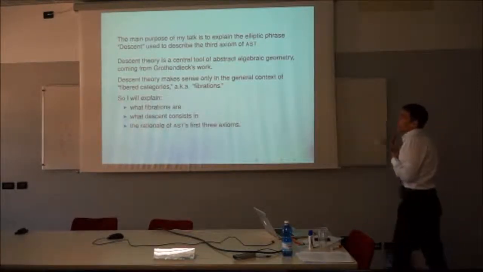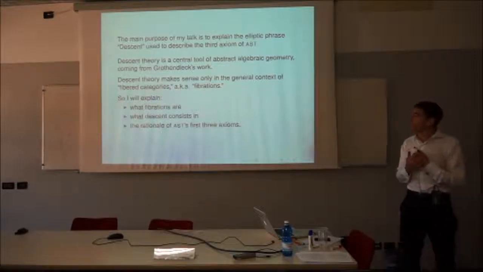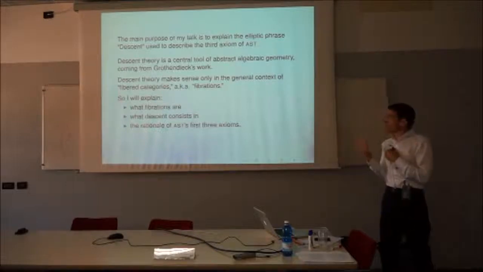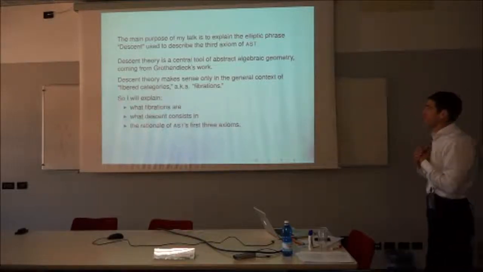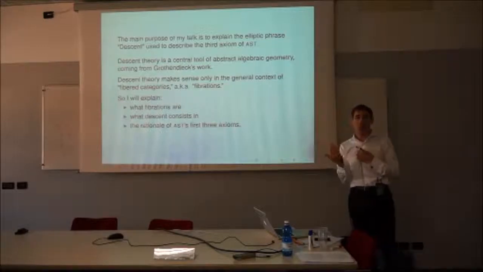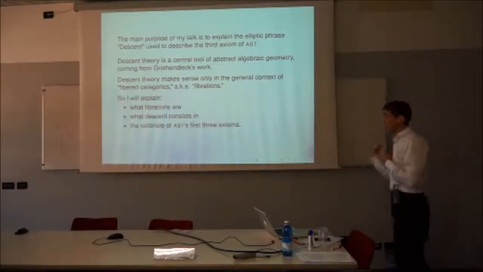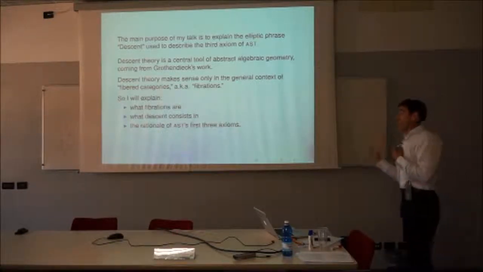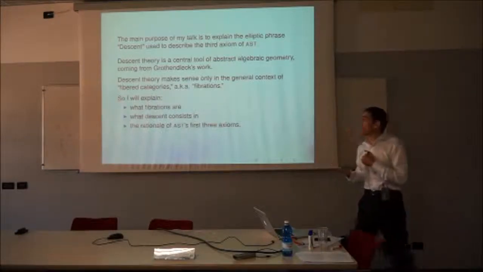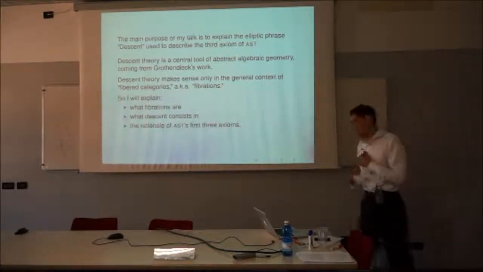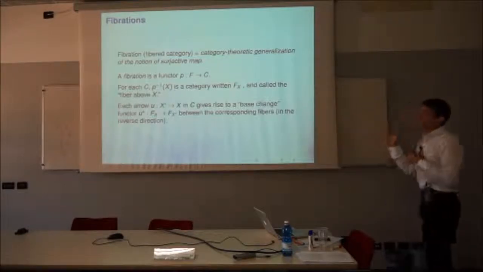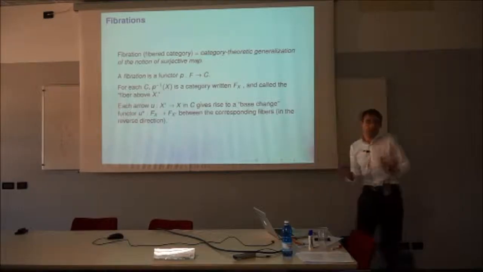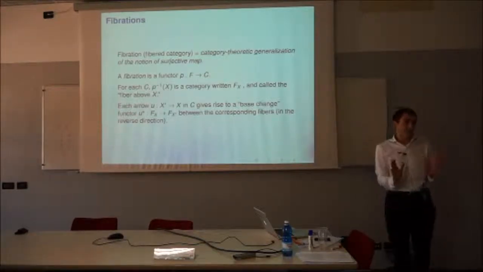So descent theory is a central tool of abstract algebraic geometry, coming from Grothendieck's work. And descent theory makes sense only in the general framework of fibered categories or fibrations. The two terms are synonyms. So I will explain what fibrations are, what descent consists in, and then what is the explanation of the first three axioms of algebraic set theory. Okay, so I will give you the flavor of it. I won't, of course, explain everything, so sorry if I am a bit quick.